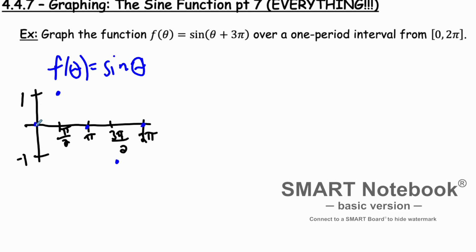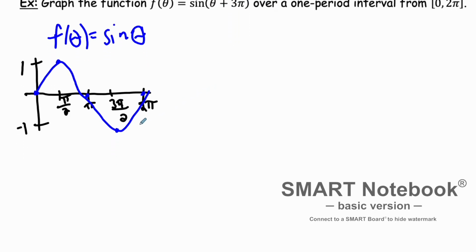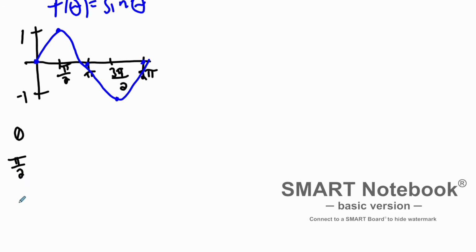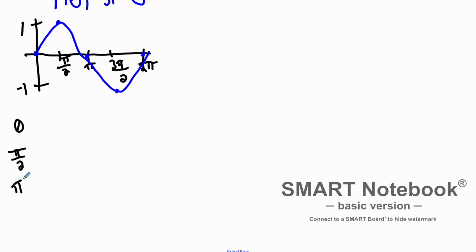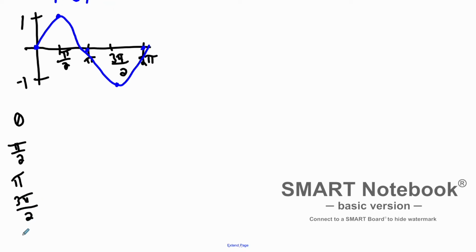Again, we've been doing this a bunch of times. You've probably seen this close to 15 times now, I would say, if you've been watching all the notes. All right, so plus 3 pi, like I said, we're going to take all of the x coordinates and do the opposite and subtract 3 pi. So I'm going to make my list. So 0, pi over 2, pi, 3 pi over 2, and 2 pi.